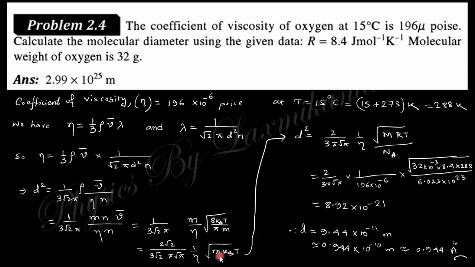Small m is nothing but capital M by NA, and kB is nothing but capital R by NA. So M by NA is outside of this root. If you put in this value, you can get this diameter like that.